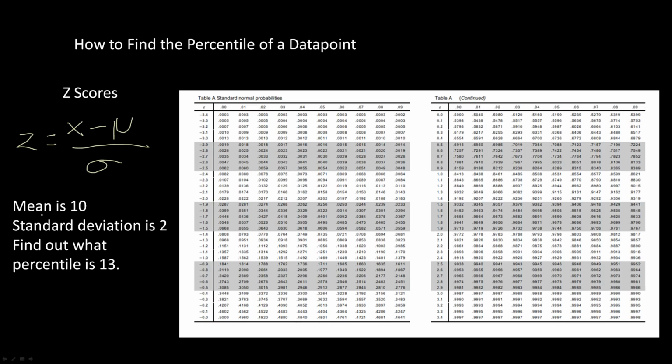So let's take this example right here. Let's say the mean of a distribution is 10, the standard deviation is 2. Find out what percentile is 13. So 13 here is our data point. We're trying to find out what percentile 13 is. So let's plug into our equation and find the z-score.